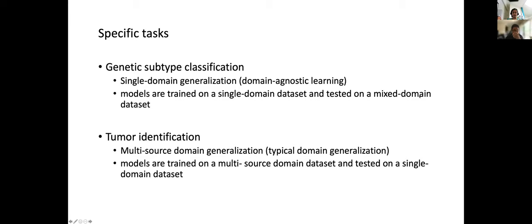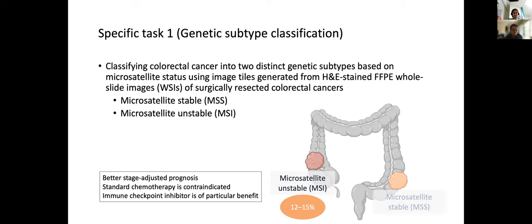And the second task was the tumor identification. This is a more typical domain generalization task. It's a multi-source domain generalization, meaning the models are trained on a multi-source domain dataset, and then tested on a single domain dataset. So we've seen this slide before, so I'm going to skip this, but the first task was to classify the genetic subtypes of the colorectal cancer.